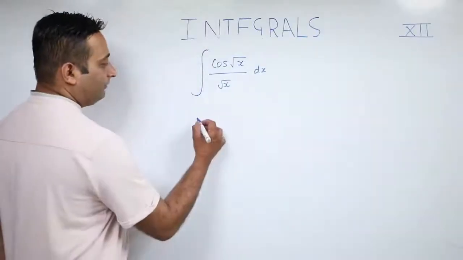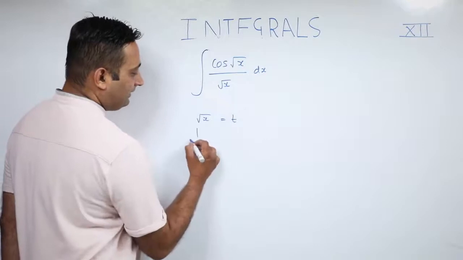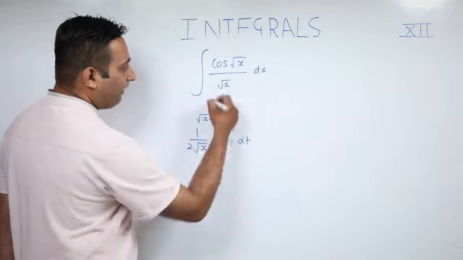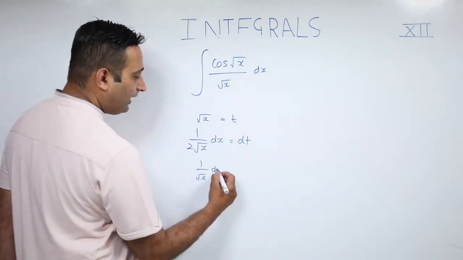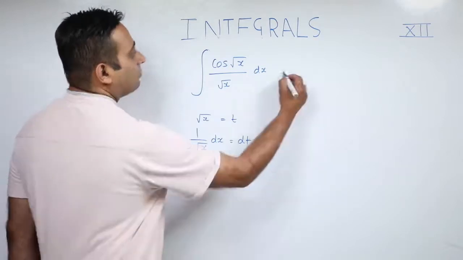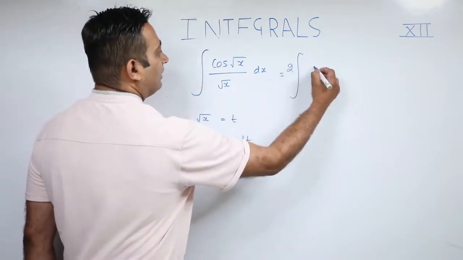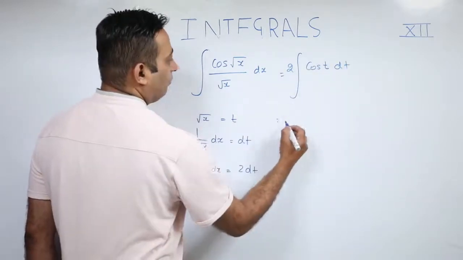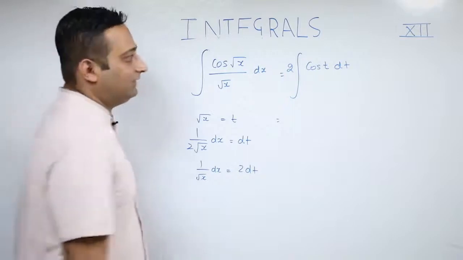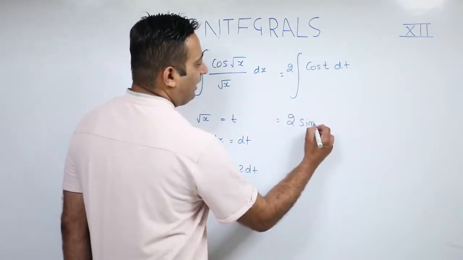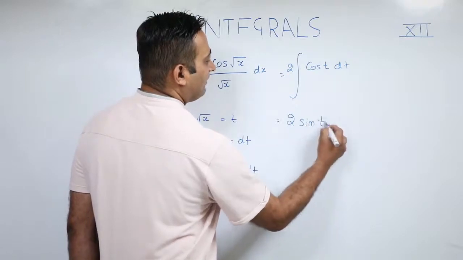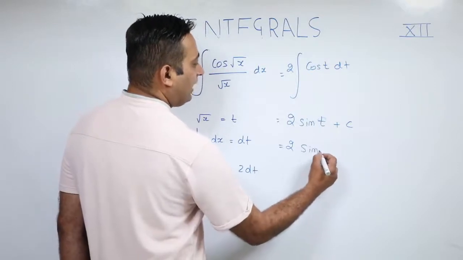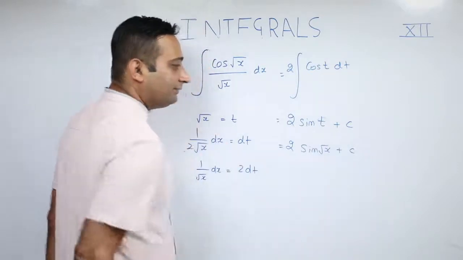In this question, we'll put root x as t. That means the derivative is 1 by 2 root x dx is equal to dt. We have already 1 by root x dx present in our question. We'll utilize it to become 2 dt. So this integral will become 2 cos of t dt, where root x is t. So we know the integral of cos x is sin x. Then the whole answer will become 2 sin t plus c. Now we'll put the value of t here, that is 2 sine of root x plus c.